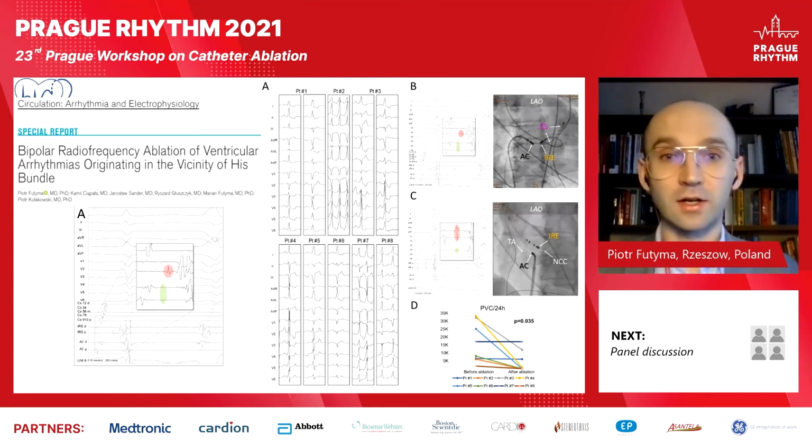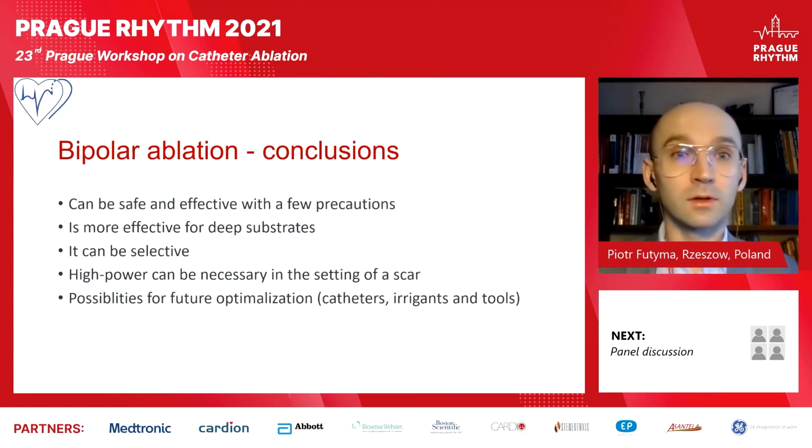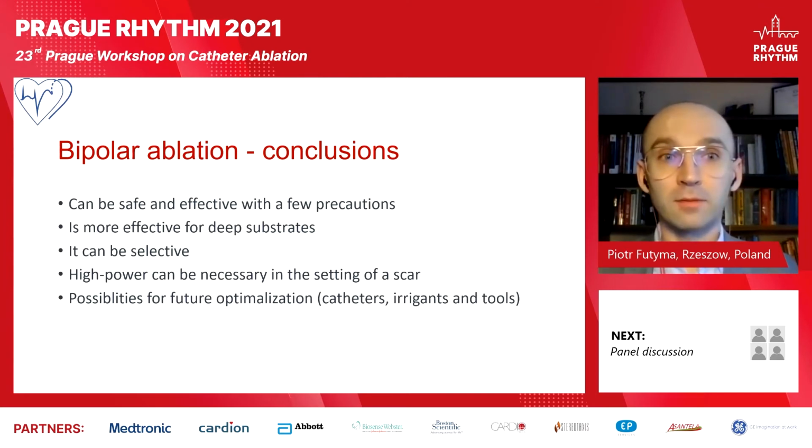So, conclusions. Bipolar ablation can be safe and effective with a few precautions. We should know what kind of substrate we are dealing with, if it is a scar, if we are close to crucial anatomical structures. It can be more effective for deep substrates. It can be really selective, and sometimes high power can be necessary in the setting of a scar.